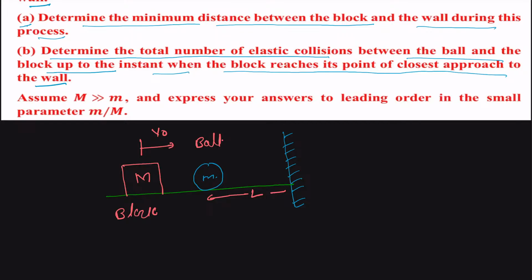Okay, so in this case we are given that all the collisions at all the surfaces are elastic. It means the collision between the block and the wall is elastic, the collision between the ball and the block is elastic, and the collision between the ball and the wall is also elastic, and all the surfaces are frictionless. Okay, so these are some things which are given to us.